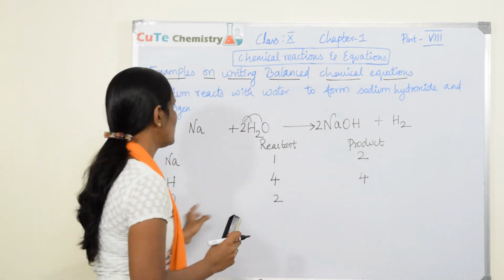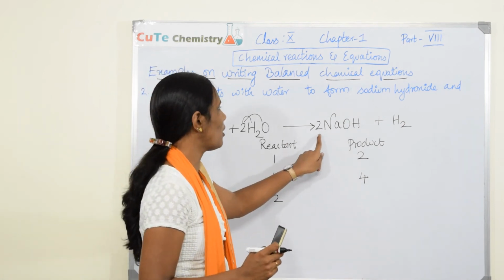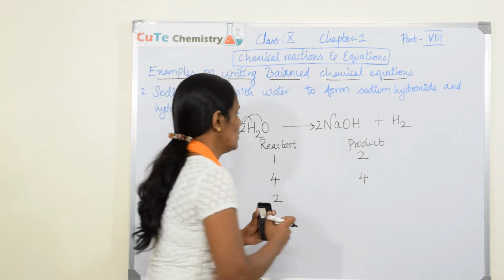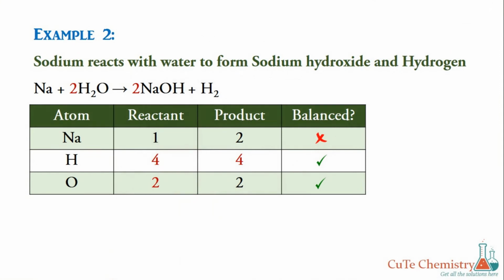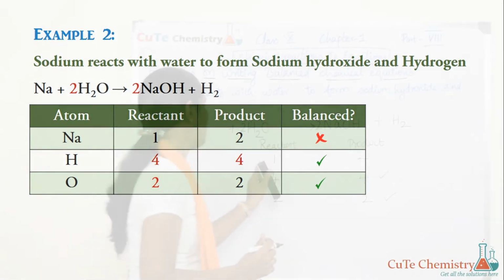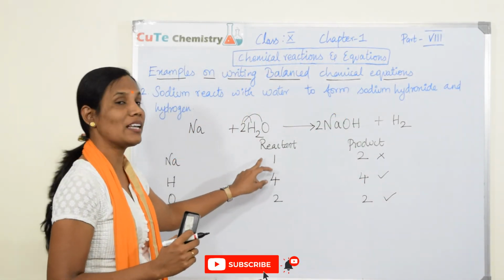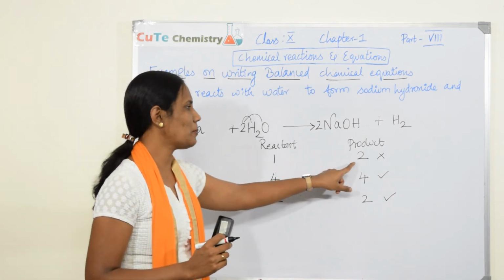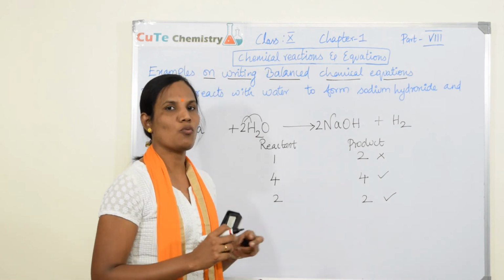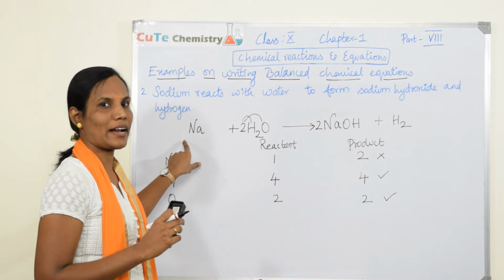And then oxygen: on the reactant side we have 2 oxygen atoms, and on the product side also we have 2 oxygen atoms, so now it is 2. After multiplying sodium hydroxide by 2, hydrogen and oxygen are balanced, but sodium is not balanced. There is a deficiency of sodium on the reactant side. On the reactant side we have only one sodium, but on the product side we have 2 sodium atoms. So what we can do is multiply sodium by 2 on the reactant side.